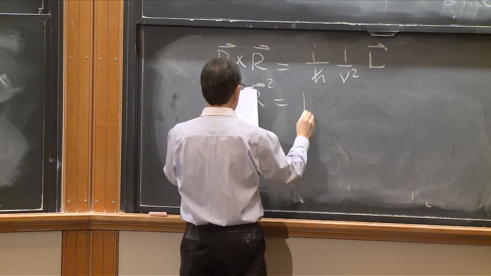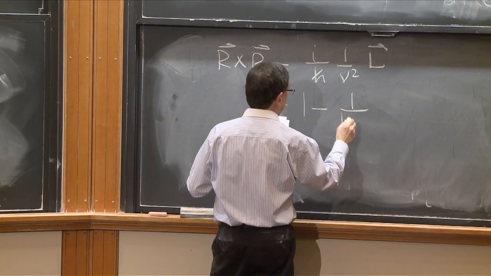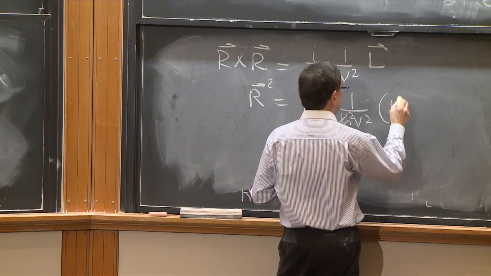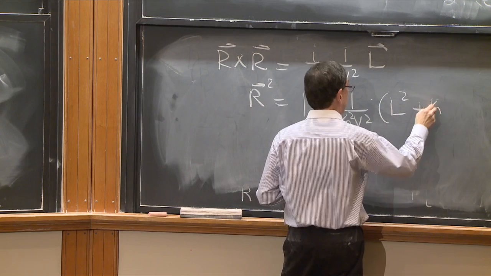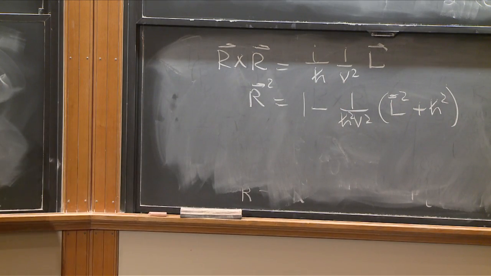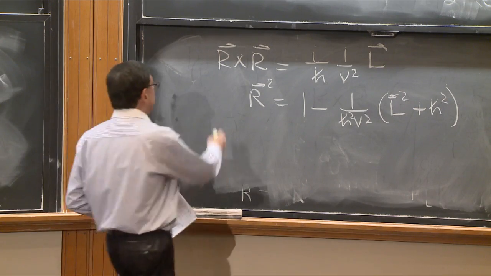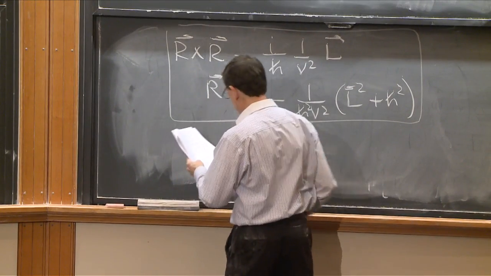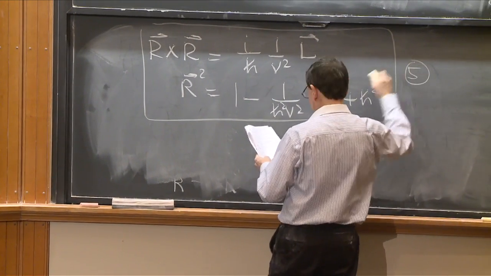And R squared is equal to 1 minus 1 over h bar nu squared, L squared plus h squared. To h, that's minus h squared nu squared. So these are nice formulas. These are already quite clean. We'll call them equation 5.